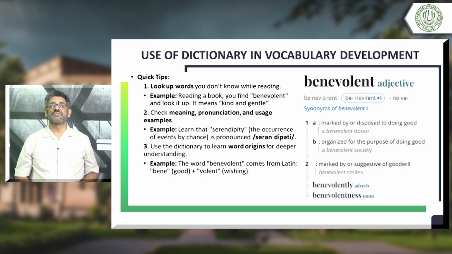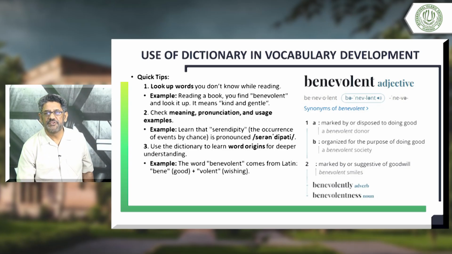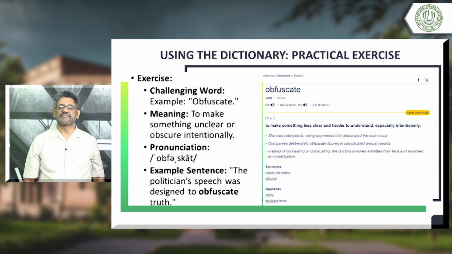Then it has given you the synonyms. Okay. And then it gives you the adverb, how you make the noun. Okay. So it says a benevolent donor, a benevolent society, a kind and gentle society. This is how you can use your dictionary, and this is the dictionary practical exercise.